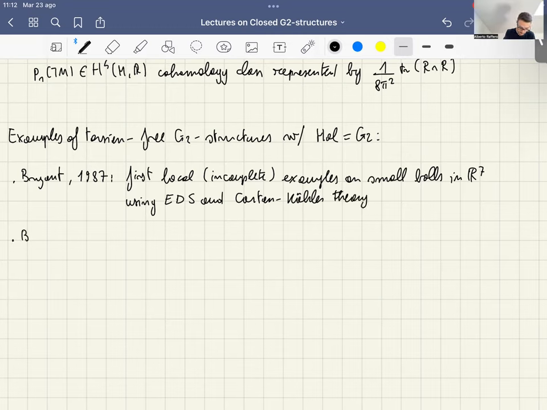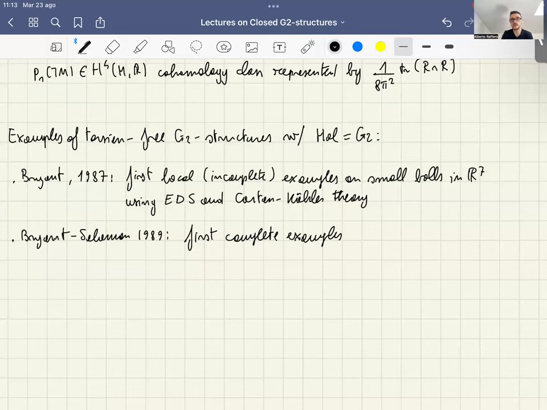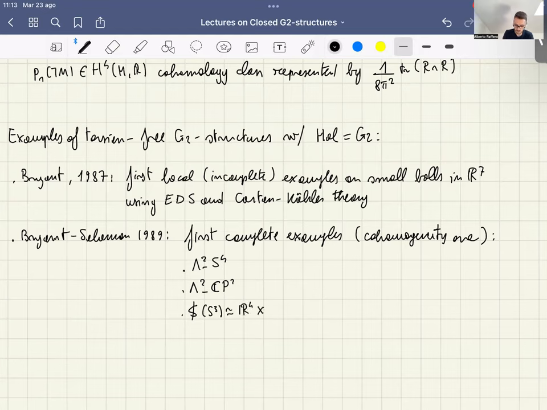Then Bryant and Salamon obtained the first complete examples, but still non-compact, in 1989 using symmetry techniques. And in particular, their examples are of homogeneity one with respect to the action of a Lie group, and they were obtained on some total spaces of vector bundles. In particular, they obtain examples on the space of anti-self dual two forms over the four sphere, on the space of anti-self dual two forms over the complex projective space of dimension two, and on the spinor bundle of the three sphere, which is diffeomorphic to R4 cross the three sphere.